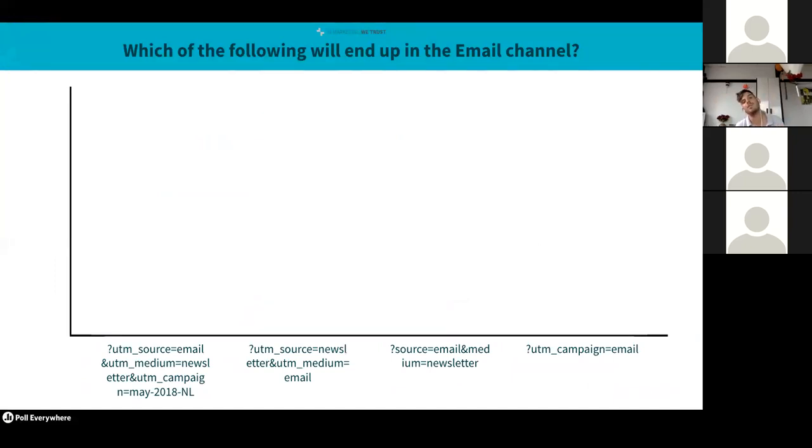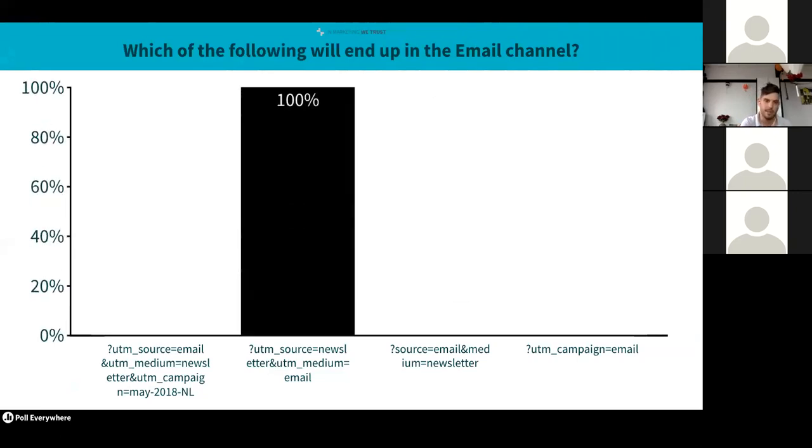So this is the second poll. I invite everyone to go back to the URL that Kirsty shared before. Here I put 4 examples of UTMs, and the question is, based on those UTMs, if someone is clicking on the link and accessing your site with these UTMs, which one will actually end up tagged as the email channel? I will give you 2 minutes to answer, and then I will explain.